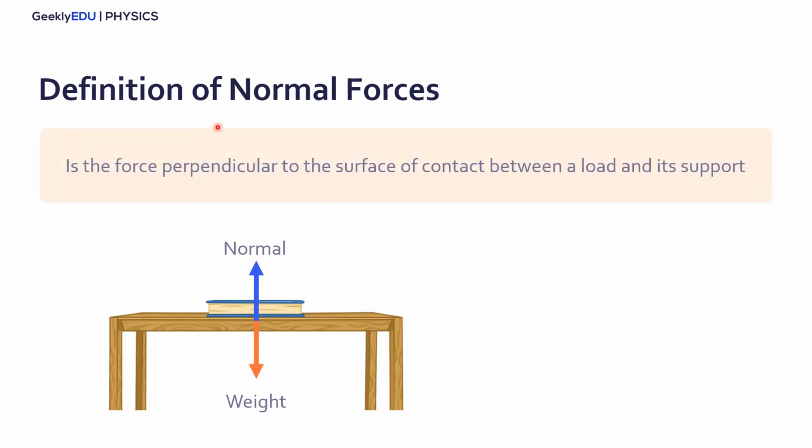And so the normal force is the force perpendicular to the surface of contact between a load and its support. Alright? And because of this normal force, we have this equilibrium.